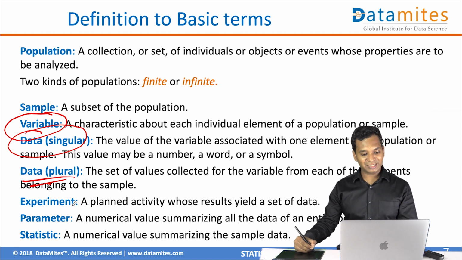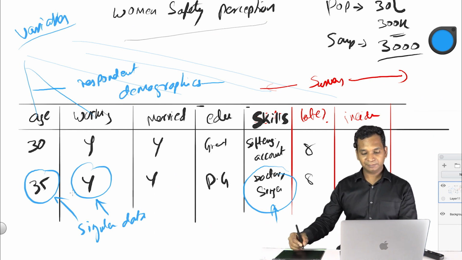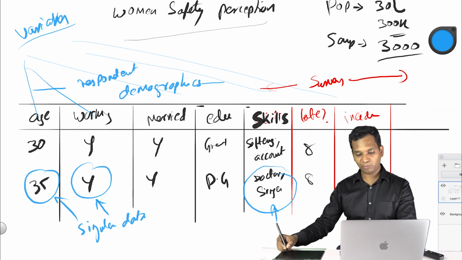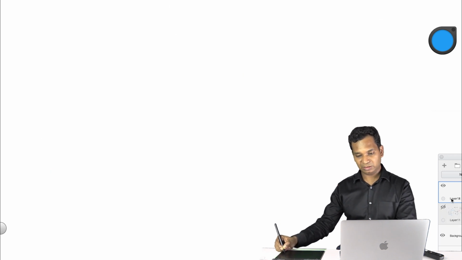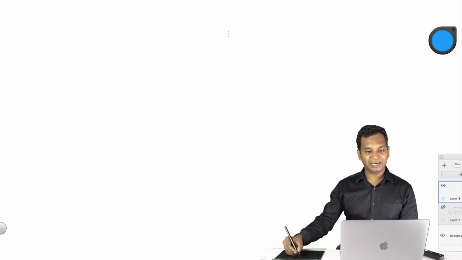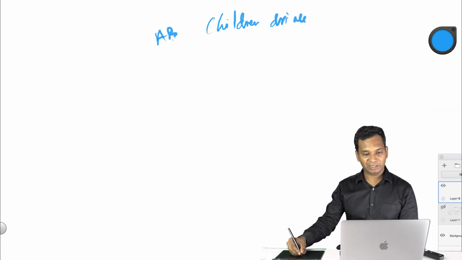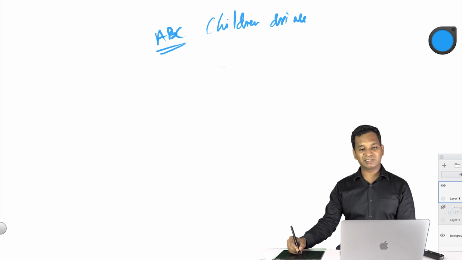And the other one is your experiment. I'm going to keep this for future reference. Take a new slide. Okay. Let's say there is an energy drink, a children's energy drink. So I'm going to say ABC. I'm not going to take any brand name. So ABC energy drink, okay.